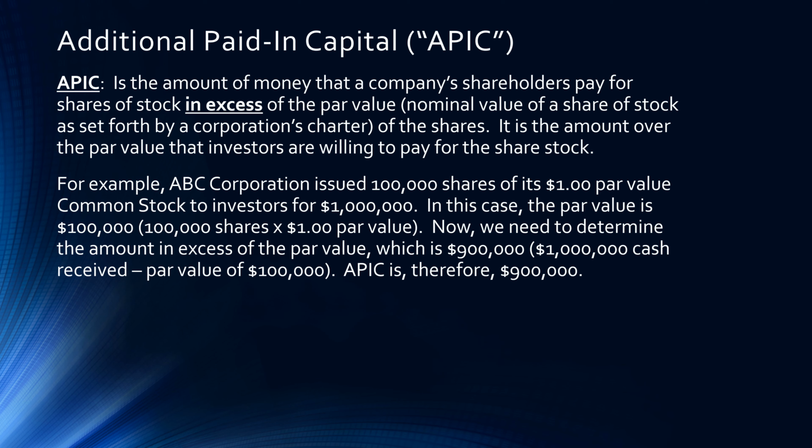And the way we do that is we take all of the money that we collected from the issuance of the shares of stock, which is $1 million, and then we subtract from that amount the total par value, in this case $100,000. So the APIC in this example would be $900,000. It's the $1 million cash received minus the par value of $100,000. APIC is therefore $900,000.